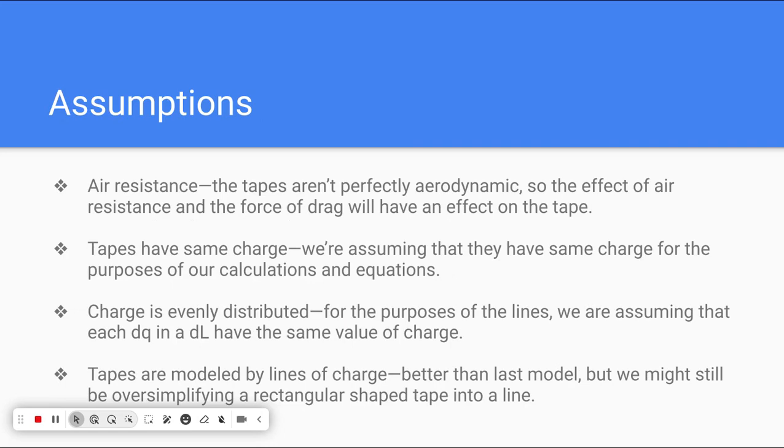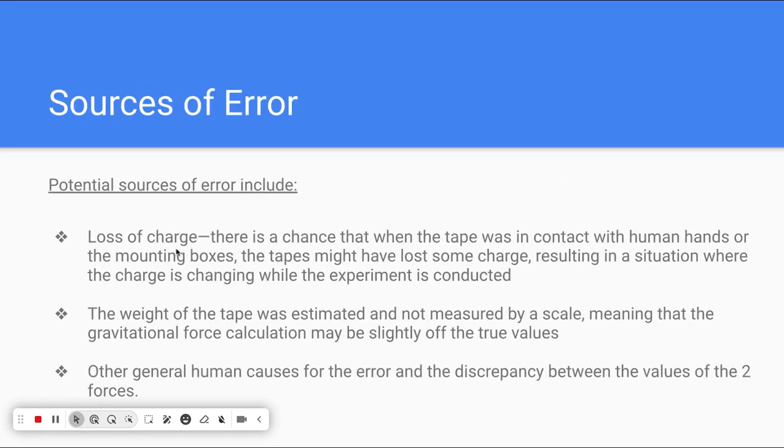Air resistance. The tapes aren't perfectly aerodynamic and there will be a force of drag due to air resistance, but we're ignoring that for the sake of this computational model. The tapes have the same charge. We're assuming that for the purpose of the calculations and equations, but in reality they might not have the same charge. Charge distribution. We're assuming that they're distributed evenly for the purpose of having the line. We know that each dq in a dl, infinitesimally small length, has the same charge. And then the tapes are modeled by lines of charges. So this is better than last model, but we might still be oversimplifying the rectangular shaped tape into a simple line.